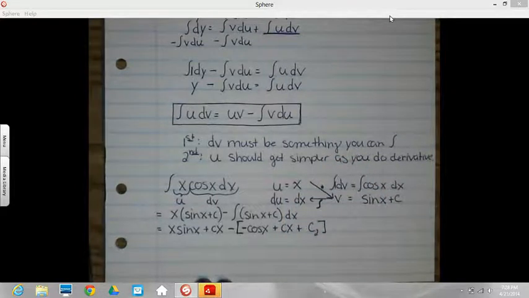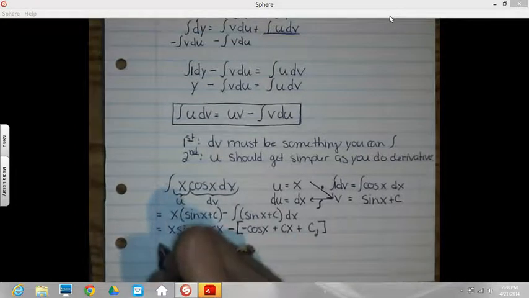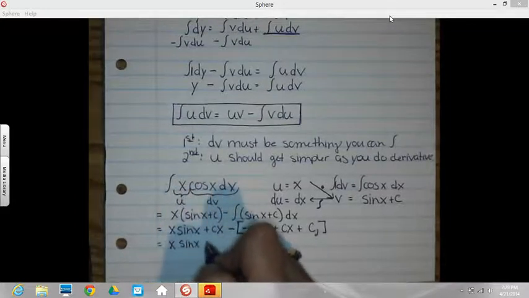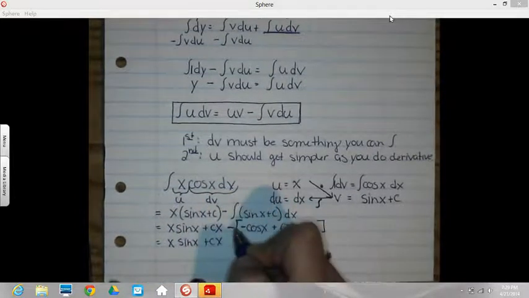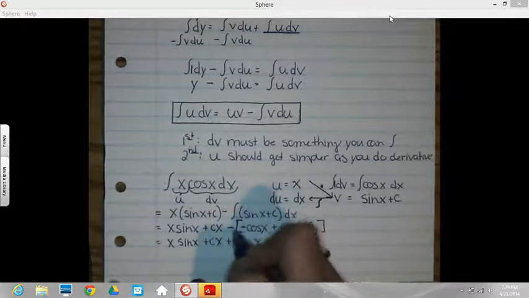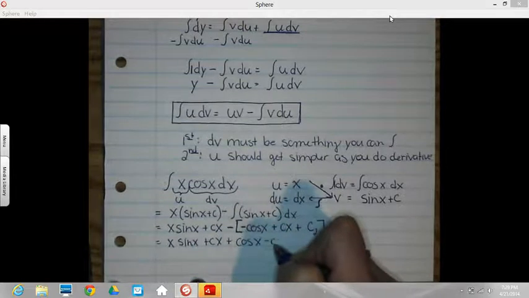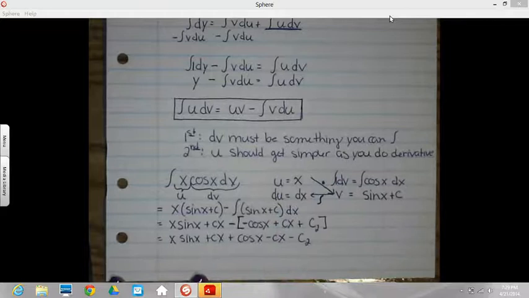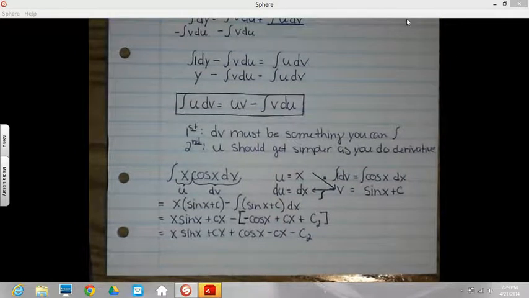Okay, I have all my integrals gone. All I've got to do is simplify what I've got here. So x times sine x plus cx. Distributing the negative, I'll have plus cosine x. Then I'll have a minus cx. And then a minus c2. Okay, in my line, my cx here and the minus cx are going to cancel out.